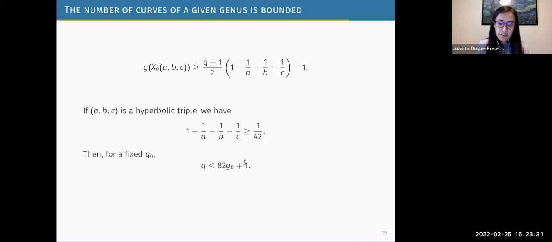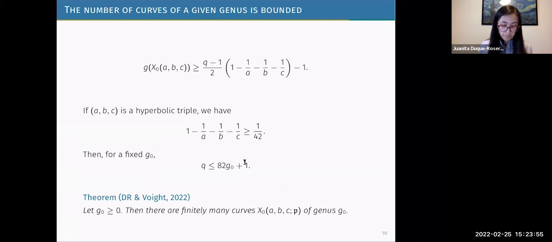So what does that mean? It means that if you fix your genus, g naught, and then you solve for the genus from this inequality, you have a bound for Q. So you have a bound for how big our Galois group is. And then once you have a bound for Q, you have a bound for A, B, and C. So what this means is that for a fixed genus, there are finitely many curves X naught of A, B, C with level structure P of genus g naught.